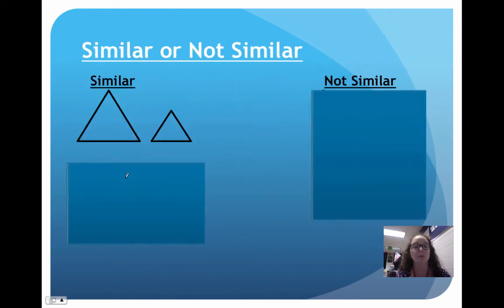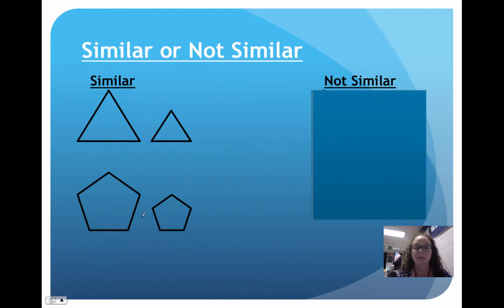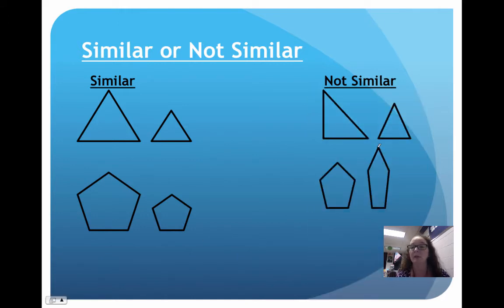All right, similar or not similar? Here are some triangles, and these are similar. Pentagons, these guys are similar. Same shape, but just not the same size. Over here, not similar, we have two triangles, yes, and they're different sizes, yes, but this is a right triangle and this is an isosceles. And here are 2 pentagons, yes, but you can see that these have totally different dimensions.